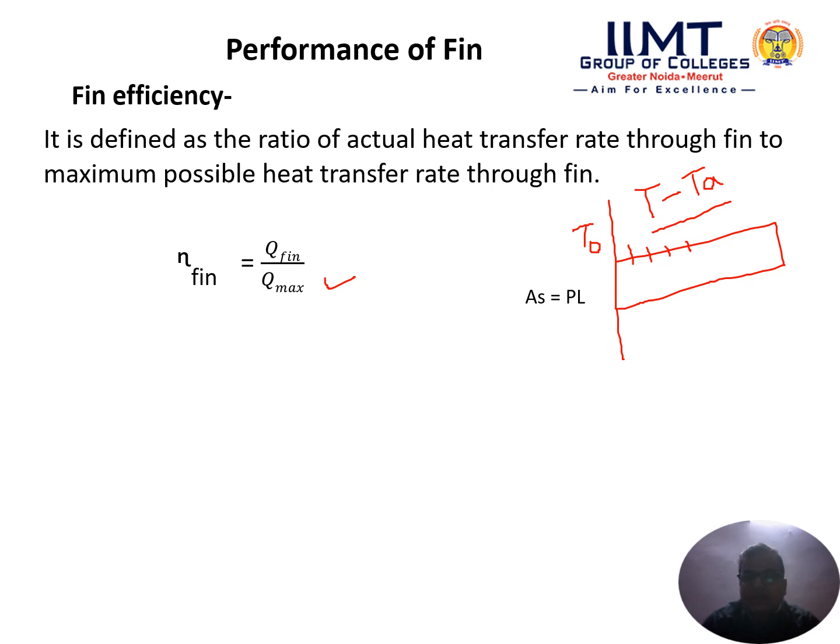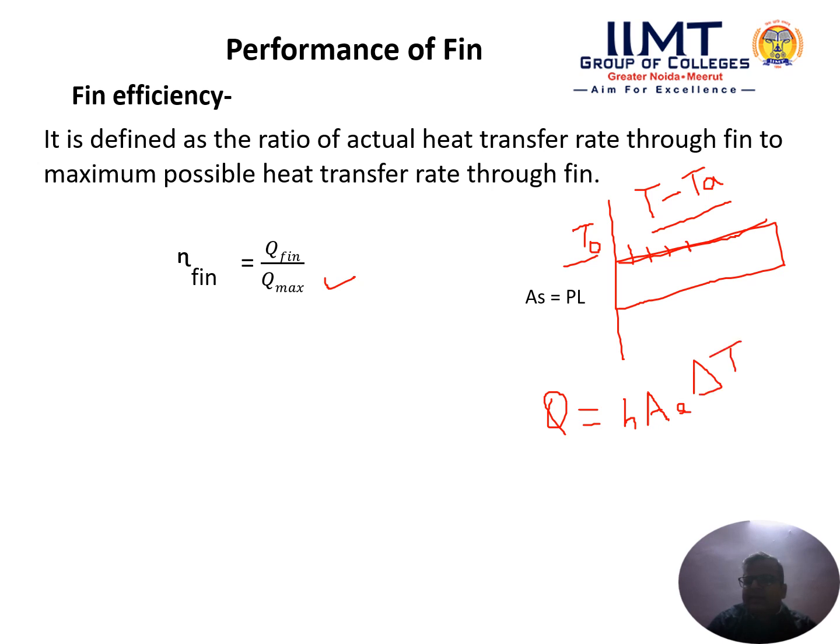The heat transfer rate will be maximum only when the entire surface has the same temperature, equal to T naught. If the fin surface is at T naught, that is the maximum possible heat transfer rate from the fin. Clear? If we calculate the heat transfer rate, Q is equal to h into Ae, where Ae is the effective contact area, multiplied by delta T.